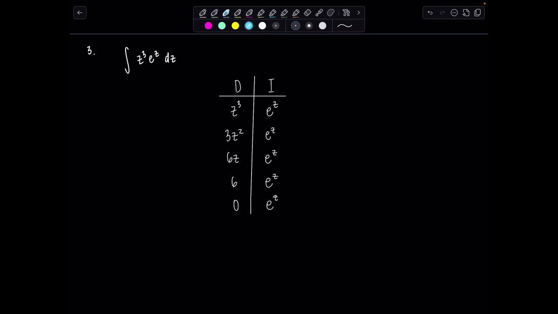Okay, now we take all these diagonal products. Draw your little arrows, and then the signs alternate. Always starts with a positive, then negative, then positive, then negative. Okay. So here we go. Let's put it all together. z cubed e to the z minus 3z squared e to the z plus 6z e to the z minus 6e to the z plus c.